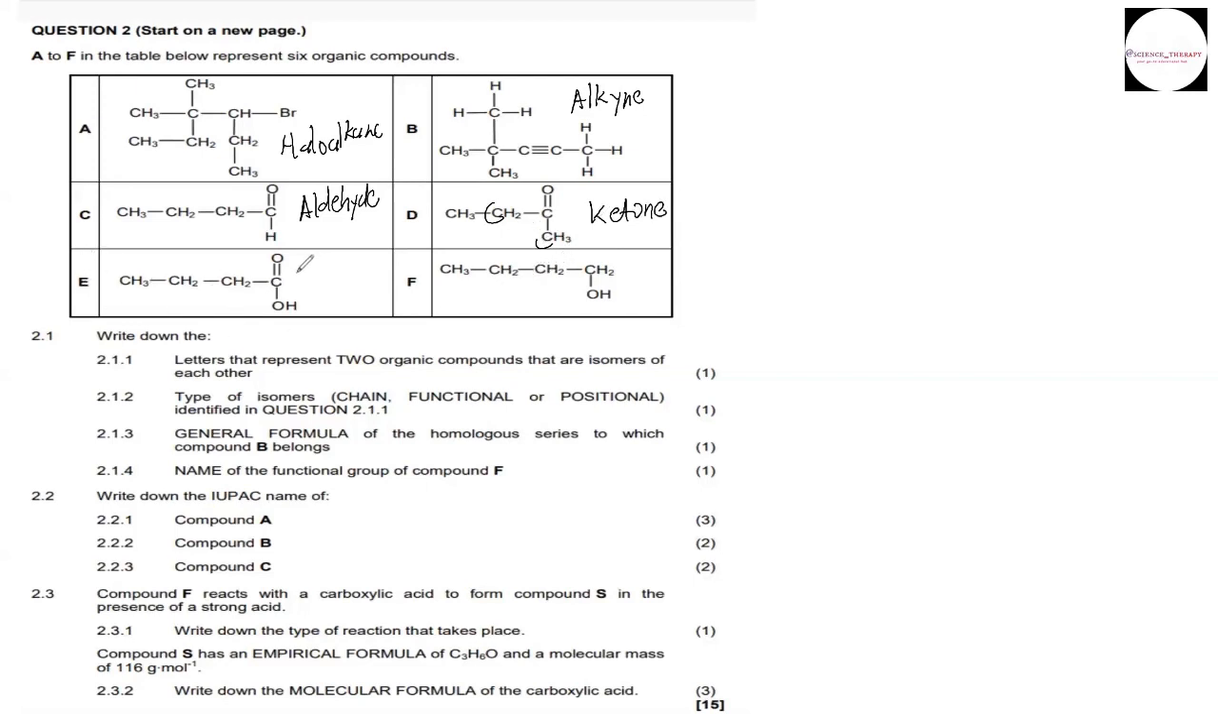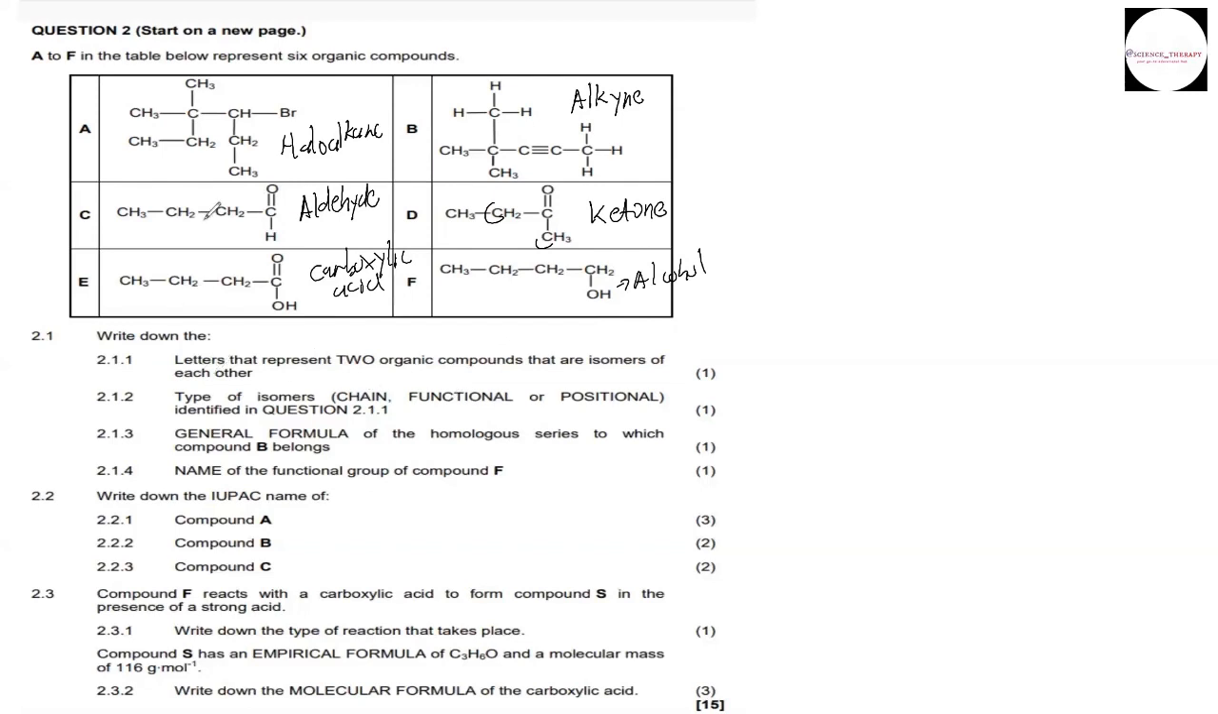And then E, because we can see the COOH here, and that's a carboxyl group, we know that this belongs in the carboxylic acid homologous series. And then F, looking at the OH here, we can see that this belongs in the alcohol homologous series. So pretty interesting. All the homologous series here are different. Then 2.1.1 says letters that represent 2 organic compounds that are isomers of each other.